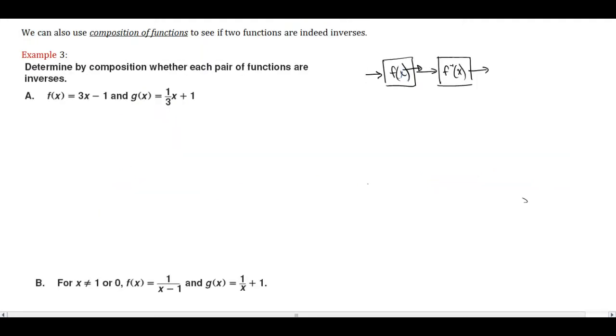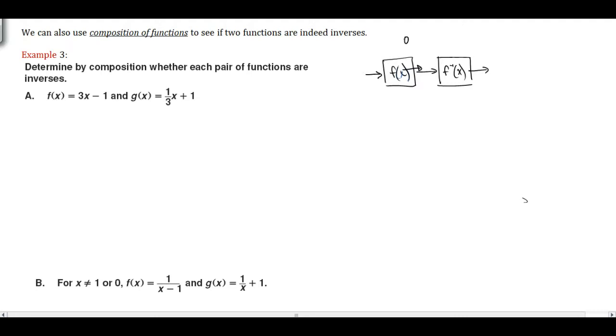Hey, good job on those. Now, lastly, we're going to talk about composition of functions to see if two functions really are inverses. Sometimes people will come up with two inverses and they will ask us, hey, are these really inverses? And I'll say, I don't know, let's check real quick.